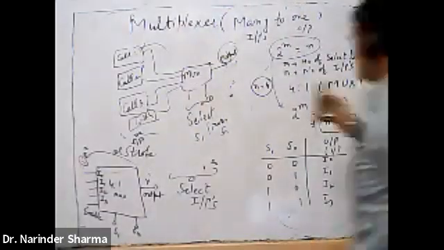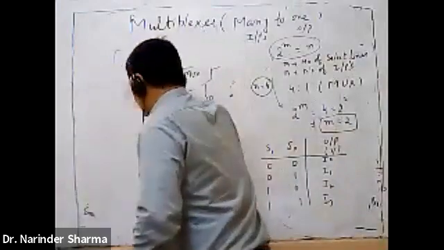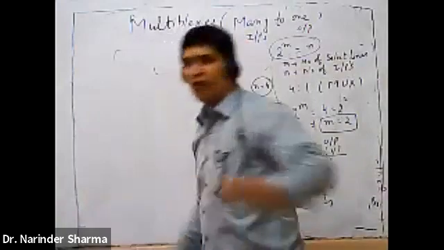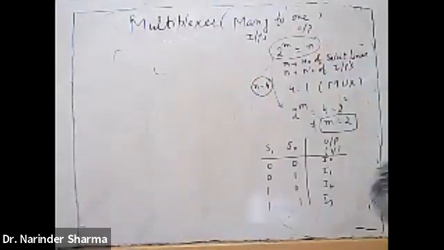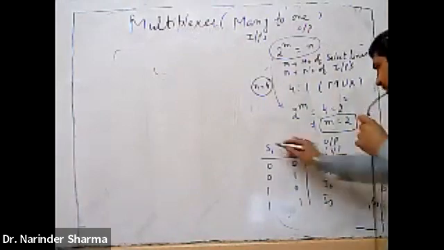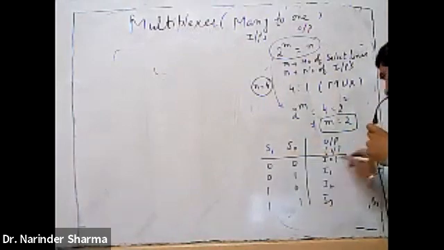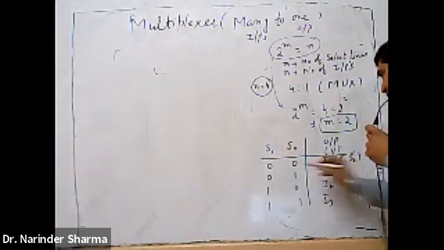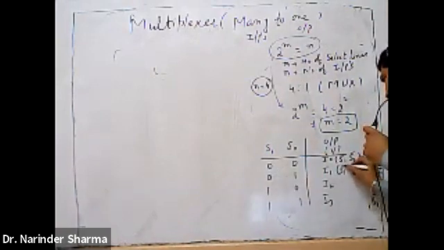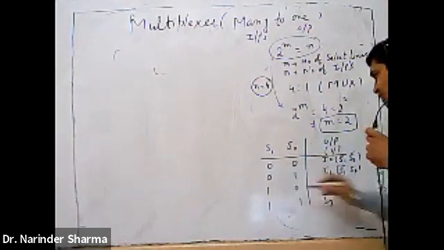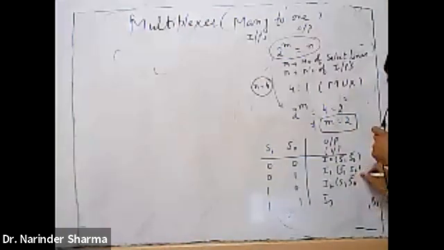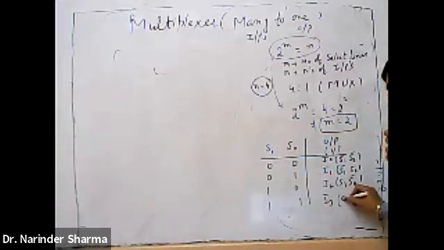Now let us say we have to design the circuit diagram of the 4 is to 1 mux. For I0, S1 is 0, so I will write S1 bar, S0 bar. For I1, S1 bar, S0. For I2, S1 is 1 and S0 is 0, so S1, S0 bar. For I3, it would be S1, S0.